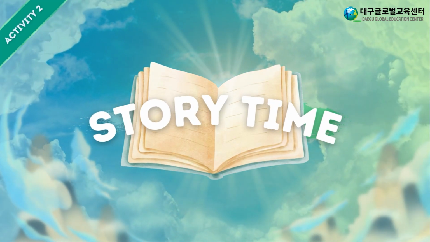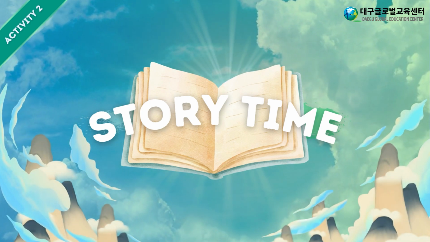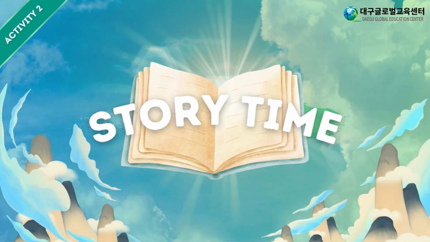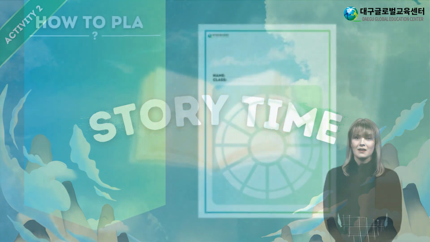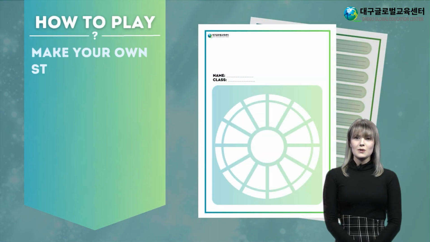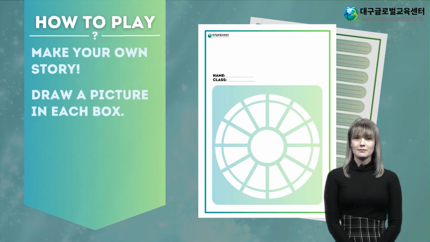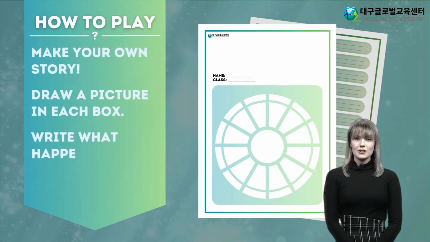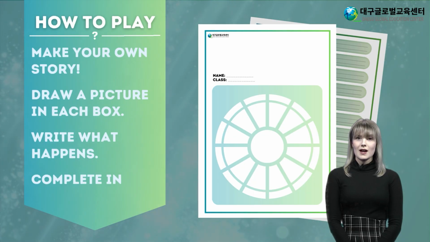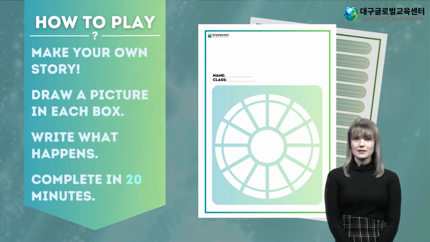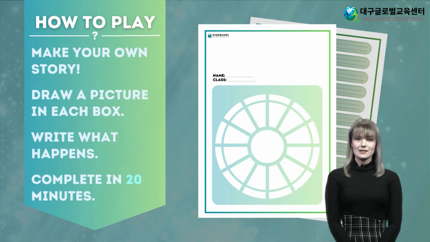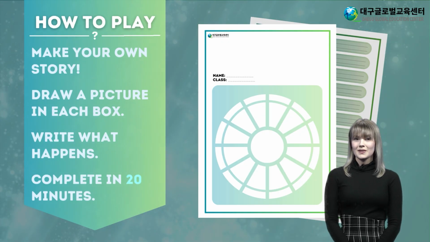So, now that you have learned the 12 stages of the hero's journey, we will move on to our second activity. For this activity, you will use this workbook and make your own story. For each stage, draw one picture and write a sentence saying what happens. You have 20 minutes to complete this activity. Good luck!